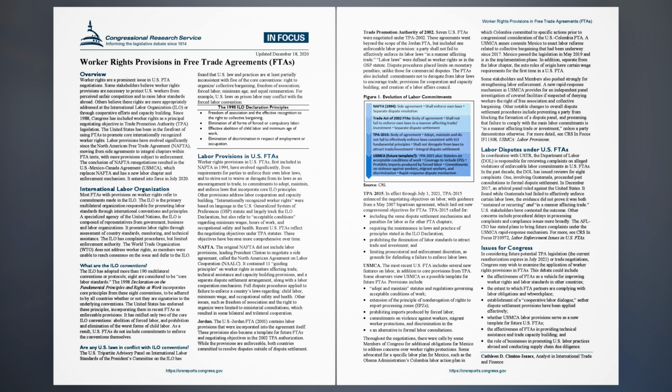Seven U.S. FTAs were negotiated under TPA 2002. These agreements went beyond the scope of the Jordan FTA, but included one enforceable labor provision: a party shall not fail to effectively enforce its labor laws, in a manner affecting trade. Labor laws were defined as worker rights as in the GSP statute.